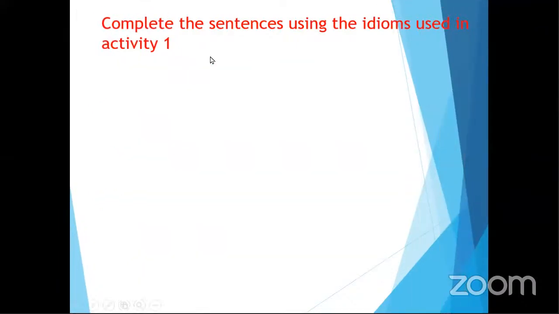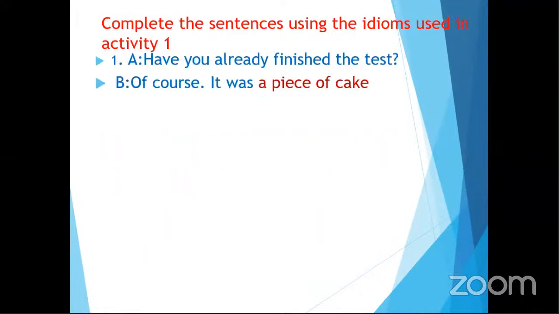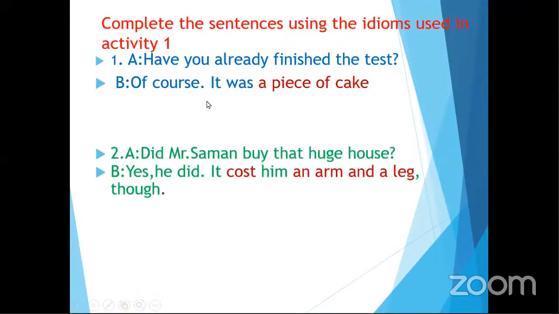Right, first one. Look at the activity. I'm going to read this. Read with me. Practice reading as well. Have you already finished the test? Somebody might ask like this. Then your answer is, of course, it was a piece of cake. So, it was a piece of cake. Very easy.